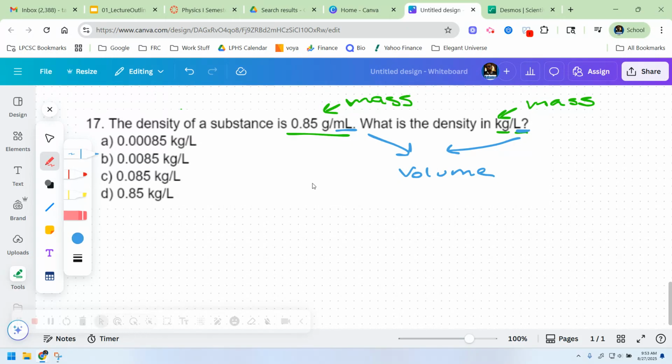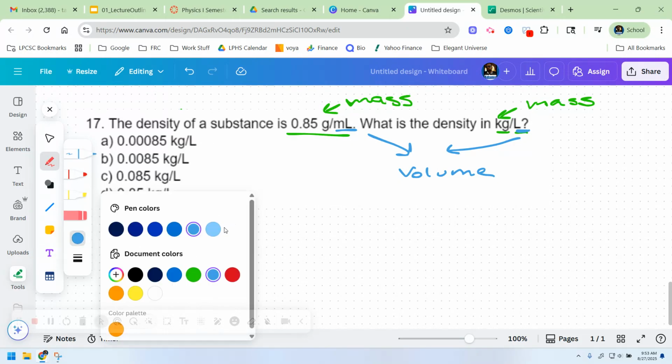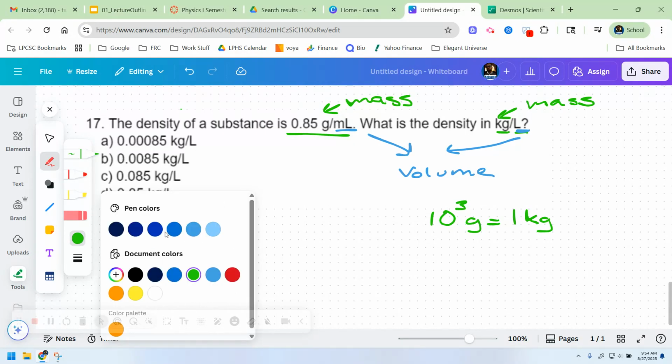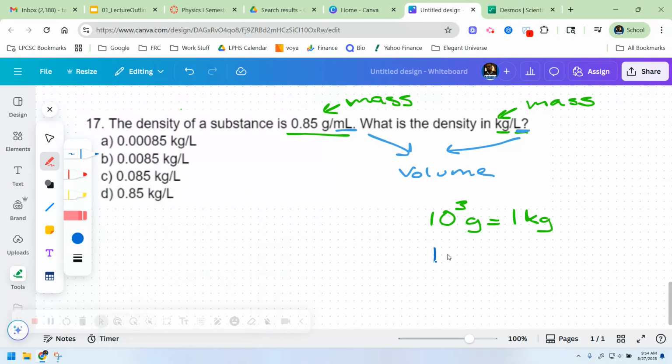Okay. But the conversion factors are pretty easy because it's the metric system. So remember, lowercase k stands for 1,000. So there is 10 to the third power grams in 1 kilogram. And then it's very similar for the volume. Milliliter is 1/1000th, so there are 10 to the third milliliters in 1 liter. So those are my two.